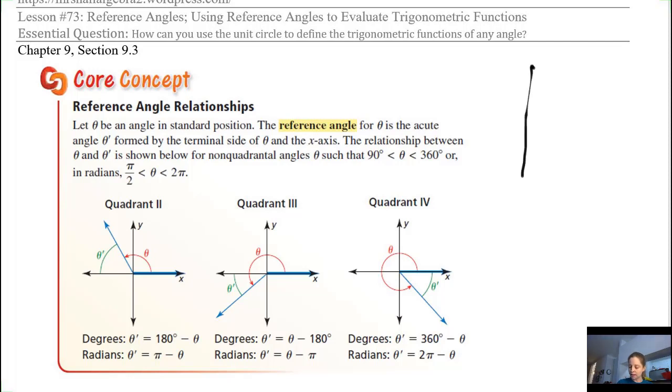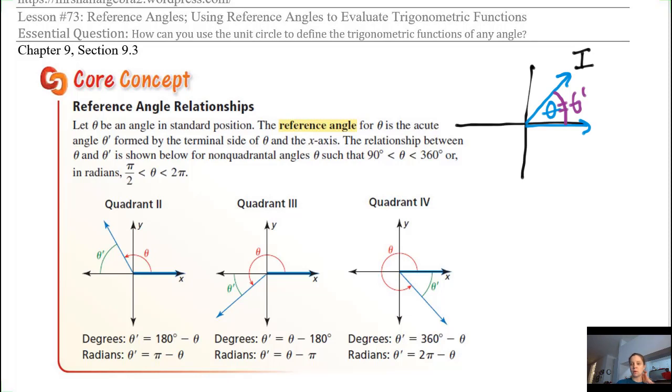I'm going to add a fourth diagram to this definition. I'm going to put an angle in standard position where the terminal side is in quadrant 1. So theta prime is formed by the terminal side of theta and the x-axis. In quadrant 1, theta and theta prime are equal to each other. This is the only quadrant that happens in.